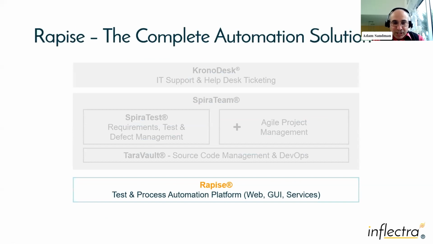And Rapise is able to test different kinds of application. I'll be going through some of those in the next slides, but it's basically a test automation tool, and it can also do process automation or RPA as well. So we have clients using it for both test automation and RPA use cases.